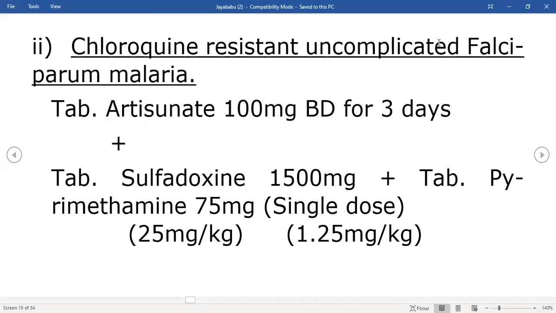If the patient is suffering with chloroquine-resistant uncomplicated falciparum malaria, the patient should be put on artesunate 100 mg BD for 3 days.